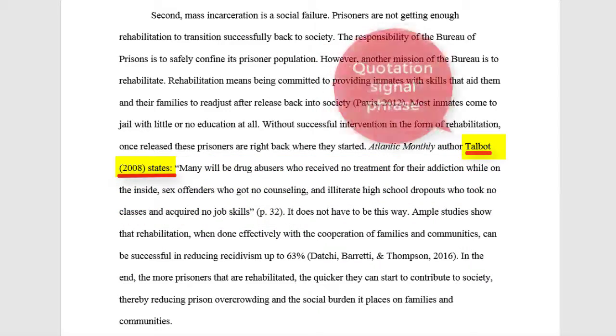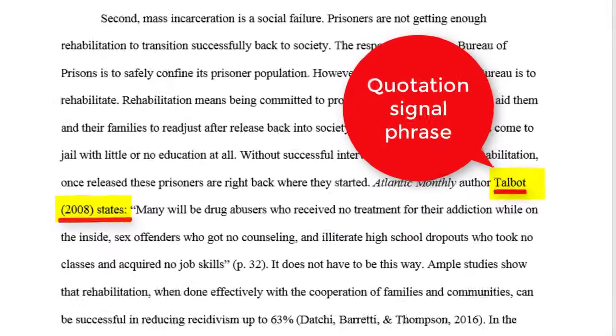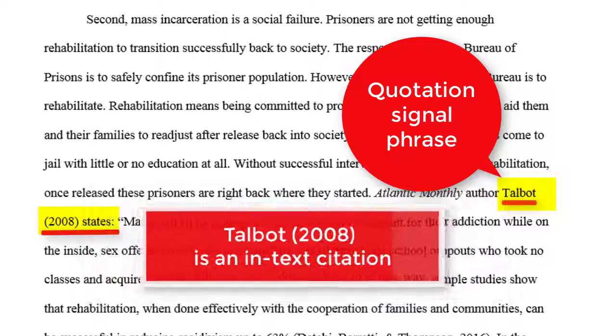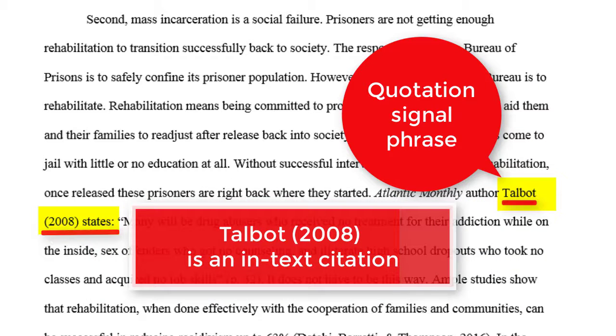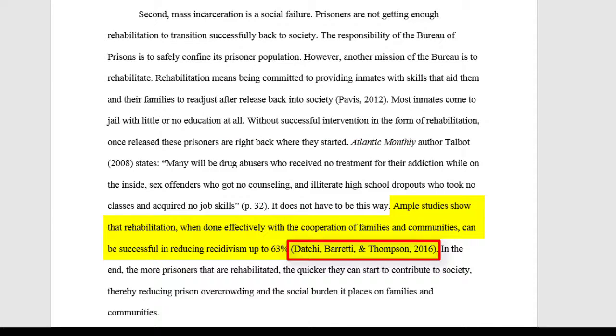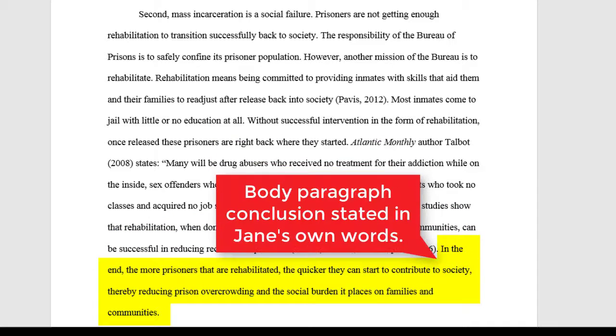One other thing to notice is that the quotation is introduced with the phrase "Talbot (2008) states." Note that the author's name is outside the parentheses, and that's because it's being used as the subject of the verb "states." However, the author's name Talbot and the publication year together still form an in-text citation. After making another assertion, "it doesn't have to be this way," and backing it up with a source, Daci, Beretti, and Thompson 2016, Jane is ready to conclude this body paragraph, again in her own words.